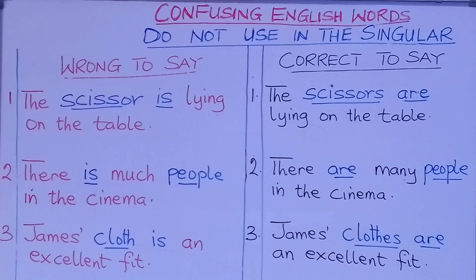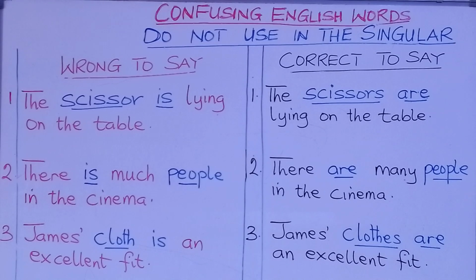However, when we say a pair of scissors, a pair of trousers, a pair of shoes, a pair of spectacles, a pair of pliers, we can now qualify that with a singular verb. So we say a pair of scissors is, a pair of trousers is, but two pairs of trousers are. A pair of trousers is. A pair of scissors is.